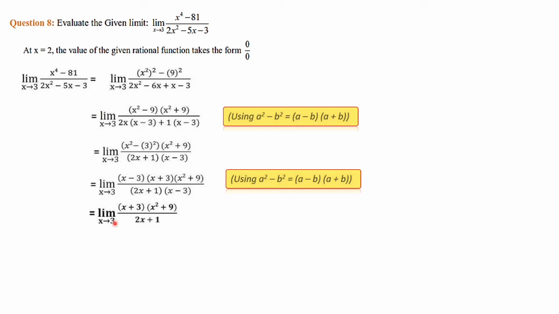Now it is safe to substitute. No 0 will be coming because the subtraction terms are cancelled. Then when we substitute x by 3, then 3 plus 3 into 3 square plus 9 divided by 2 into 3 plus 1. That is equal to, here 3 plus 3 is 6. 6 into, here 3 square is 9, 9 plus 9 is 18. So 6 into 18 divided by 3 into 2, 6, 6 plus 1 is 7. That is equal to 108 divided by 7. That is the answer.